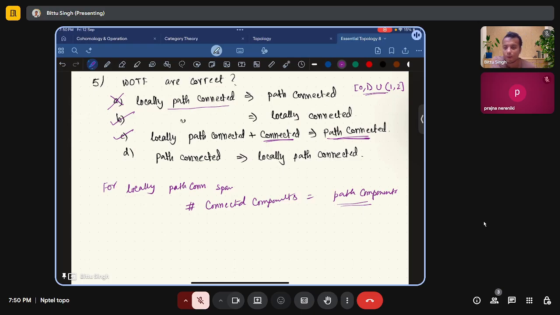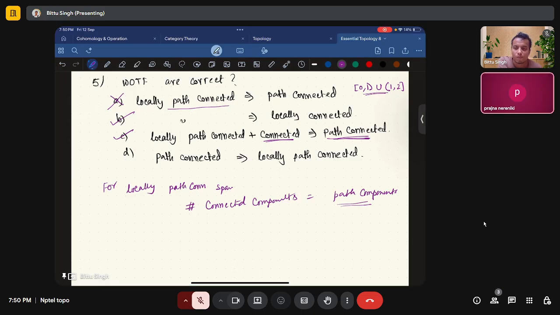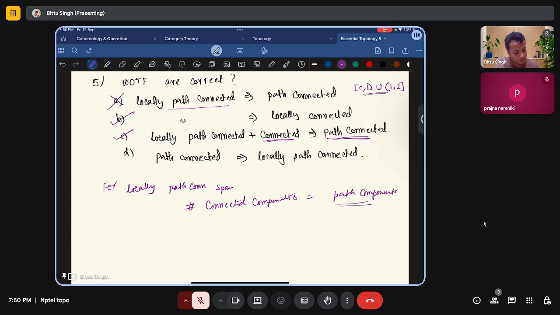Now, what about option D? Path connected implies locally path connected. Is it true? So again, there is actually no relation between locally path connected and path connected. A space may be locally path connected but not path connected, and vice versa. So this is also not true. Okay, so let me create an example.